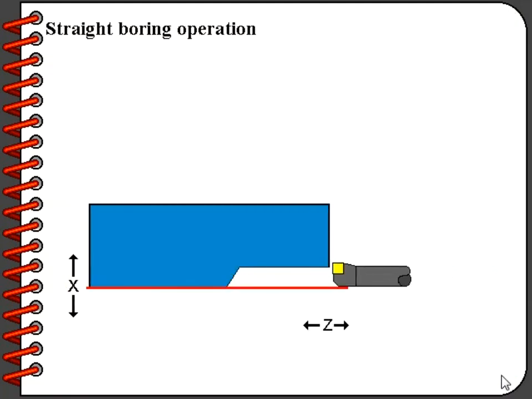A boring operation is performed on the inside of a workpiece. A pre-machined hole must already exist in the workpiece. The primary direction of cut is along the Z-axis.